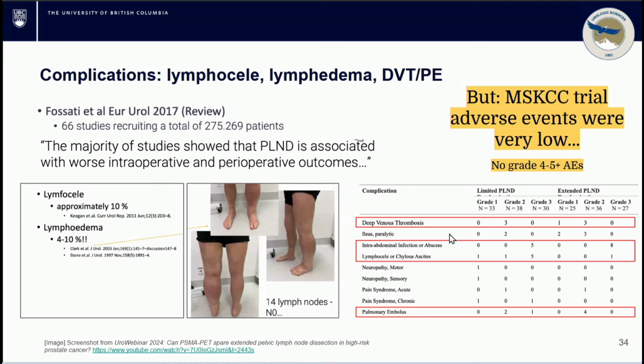And if you look at DVT, you look at intra-abdominal infection, you look at pulmonary embolus, there are very low event counts. And this is a large 1,400-strong trial. This is high quality prospective evidence for that.